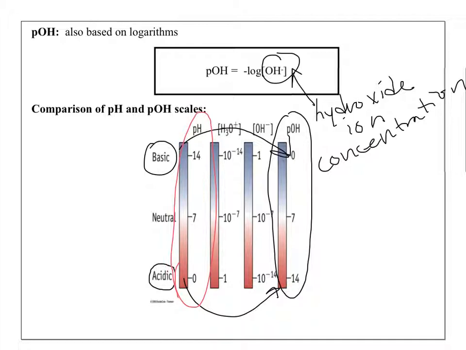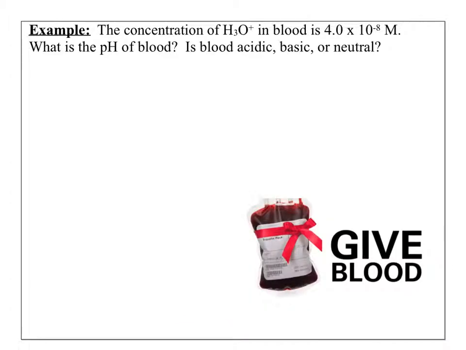So, if you have a solution and you know the pH, you can also figure out the pOH. The pH plus the pOH for a given solution always adds up to 14. So let's look at a couple of example problems.